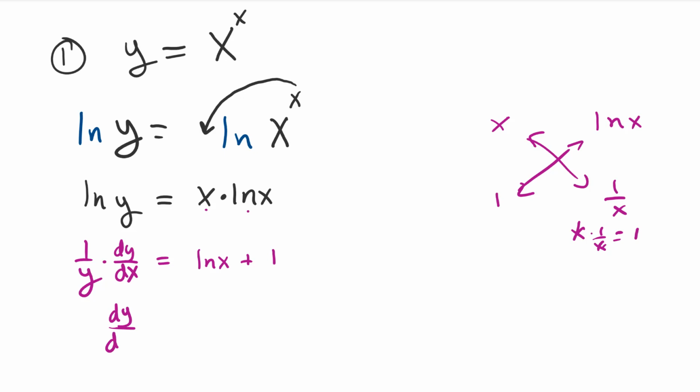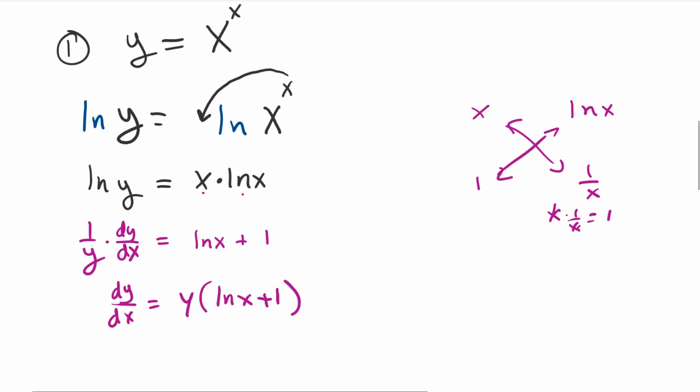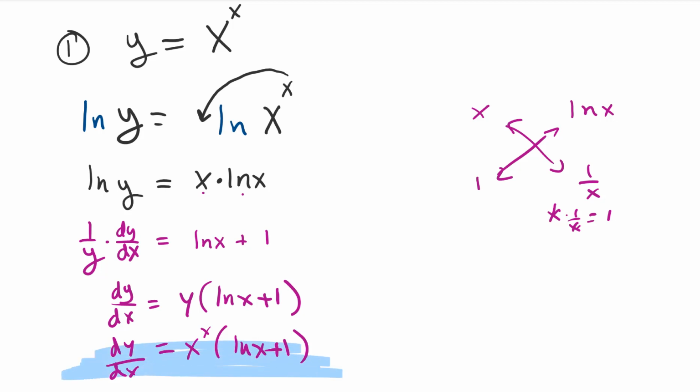So let's multiply over the y, and you get y times ln of x plus 1. You're going to get sick and tired of writing that y. I would have just written it in directly there as x to the x, but we're showing these steps. There'd be your solution. There it is.